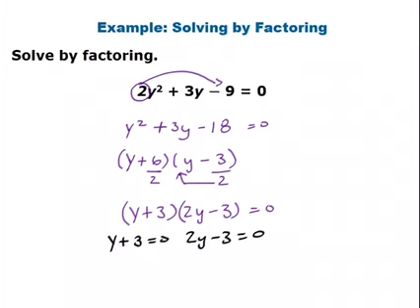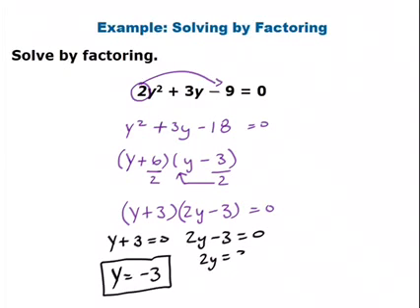On the left, we're just going to subtract 3, so we've got y equals negative 3 as one of our answers. On the right, we've got to add 3 over first, so we get 2y equals a positive 3. Then we divide by 2, and we get y equals 3 over 2. You can also say 1.5 if you want, but these are our answers.